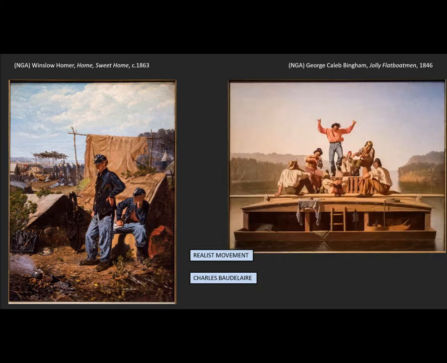I think our American artists have kind of already been on that boat. I didn't do that on purpose, right? It just happened. Bingham's Jolly Flatboatmen, same year, not in Paris or anything, but obviously deeply interested in the wonder, the thrill, the joy, the heroism of everyday working class folk, right? So when Baudelaire writes this, there's something going on, right?